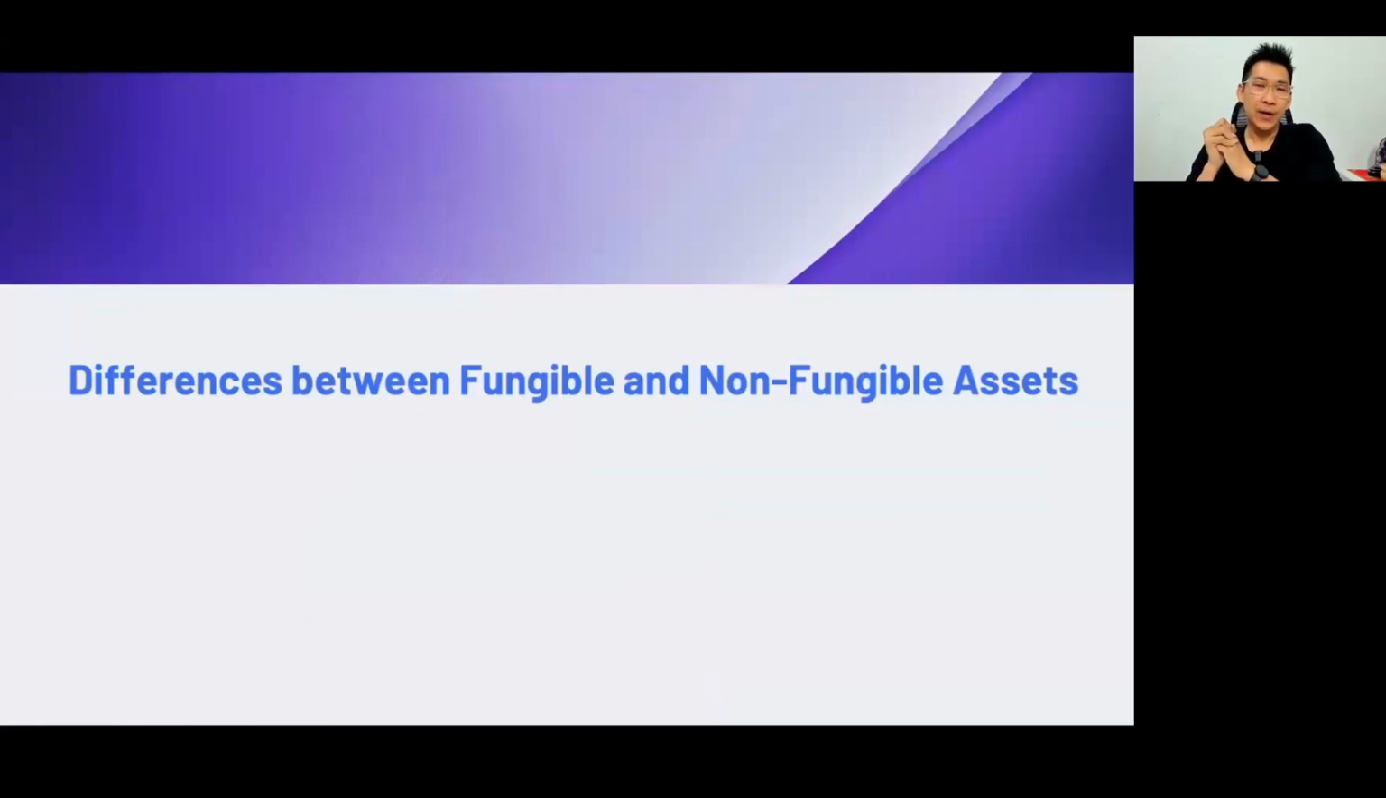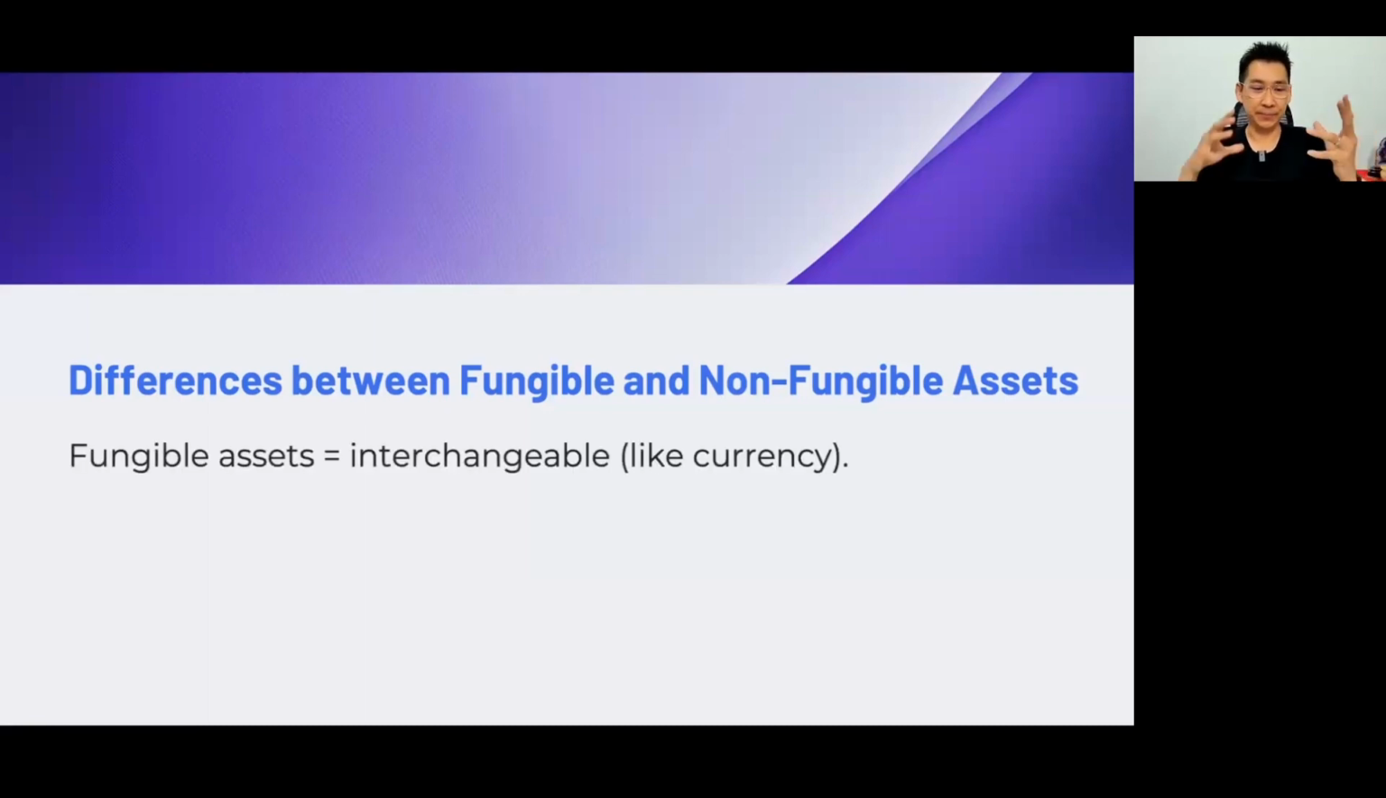Now, to understand further, we want to understand the differences between fungible and non-fungible assets. I will summarize this in a way that is very easy to understand. Fungible assets are interchangeable, like currency. If I give you a $100 bill, the physical bill, and you put it inside your pocket, and then you take out another $100 bill from another pocket and give it to me, we have exchanged our $100 bills, right? I've given you mine, you've given me yours.